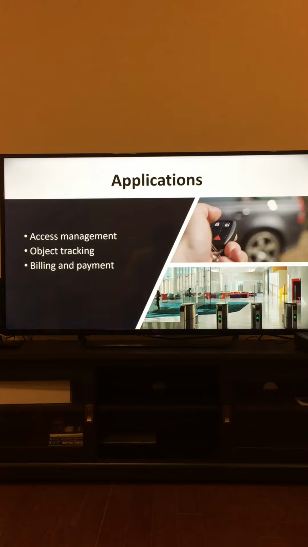RFID tags are broadly used for many applications. For example, during the final exam week, NC students would use their student card as the RFID to pass the Hunt Library security gate. Also, we can remotely lock and unlock our car door with a car key, and so on.